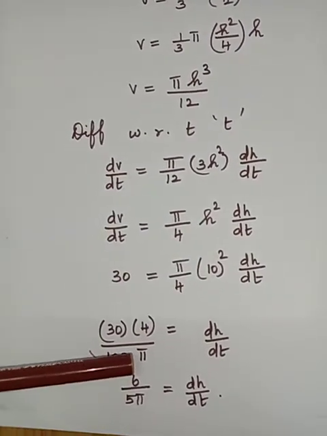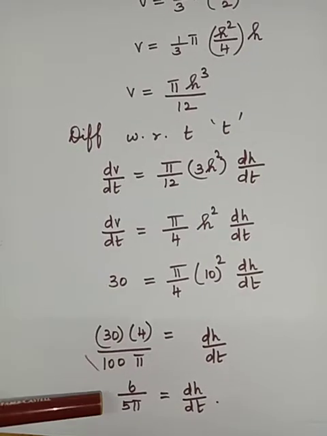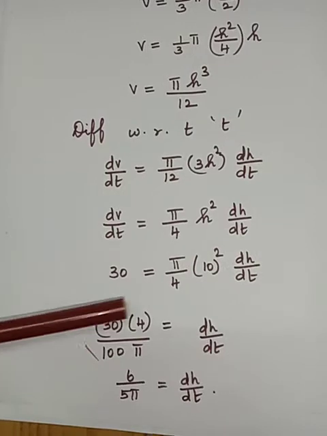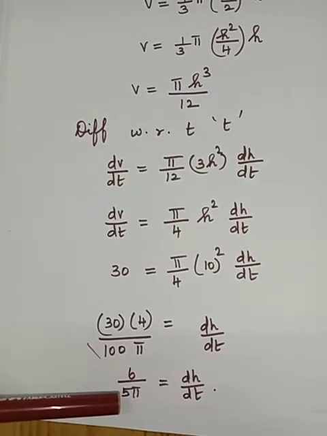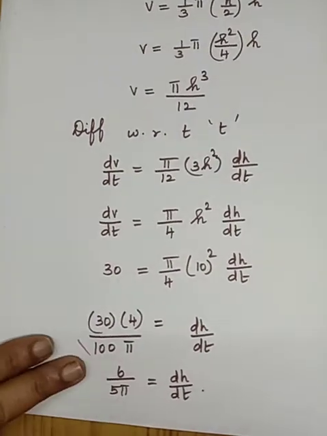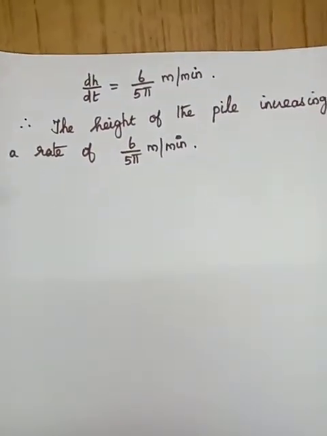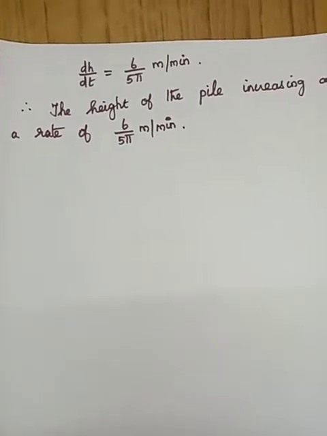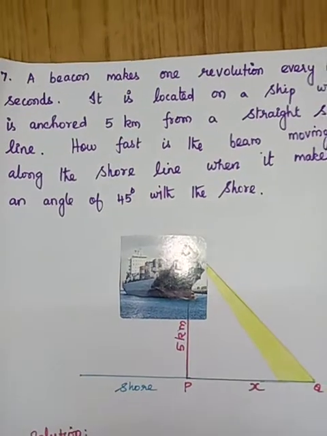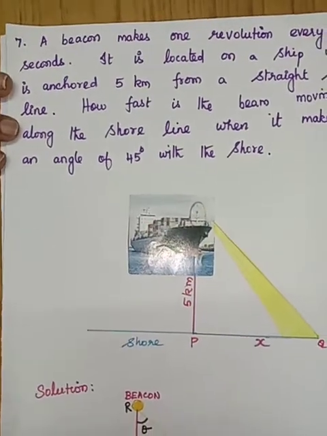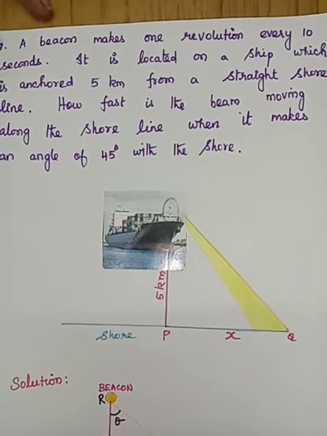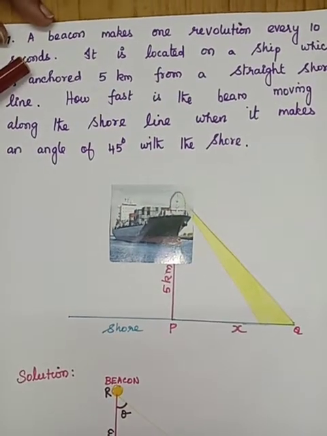100 pi. So when you calculate, the zeros get cancelled, the 4 and the 10 if you cancel, here you will have 2, 3 twos are 6, 6 by 5 pi, that is equal to dh by dt. So we can very well say the height of the pile is increasing at a rate of 6 by 5 pi meter per minute. Okay, so the next one, 7th problem: a beacon makes one revolution every 10 seconds.